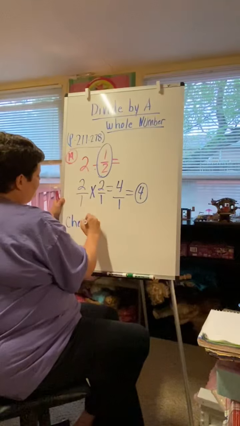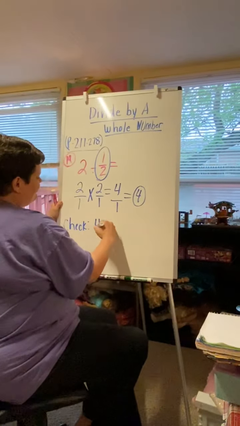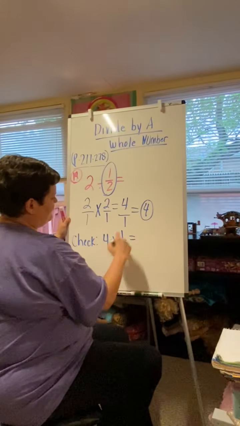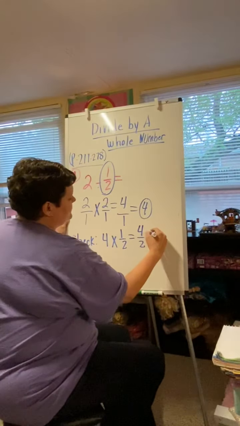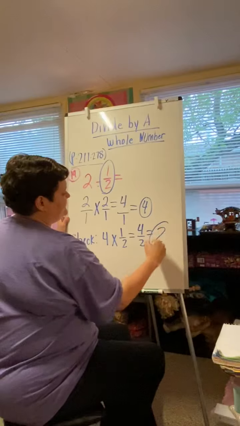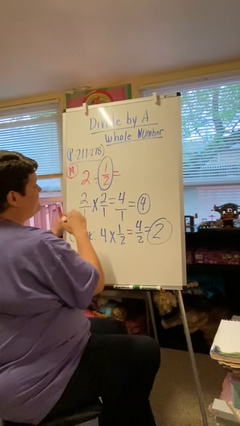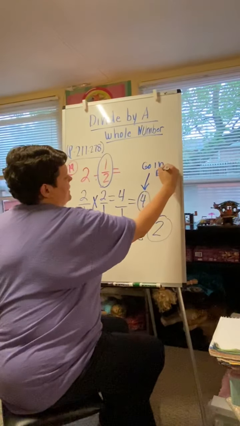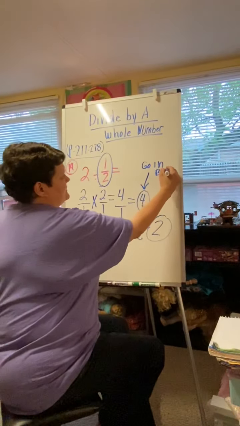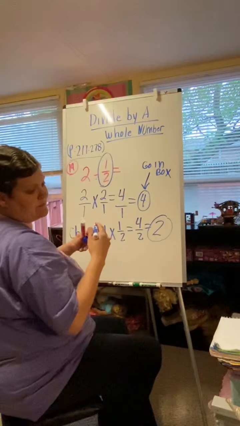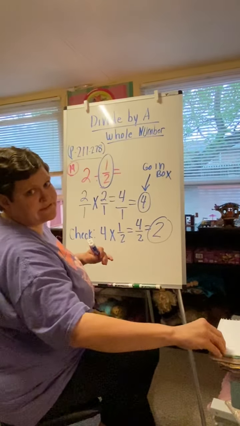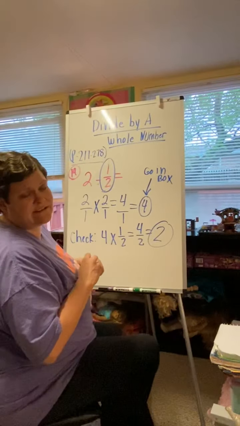I still have to check it. So remember to check it, you take this number times whatever's right here, and that's 1/2. And 4 times 1 we know is 4 over 2, which gives us what? It gives us 2, which we know matches. So in the box, this right here is going to go in the box. But you still need to check it to make sure that you're getting them right. So that's how you're going to finish up 277 and 278. If you have any questions, you know how to get a hold of me.